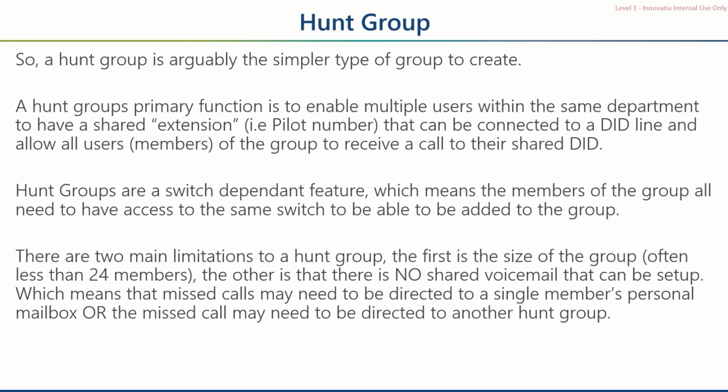The other major limitation when you're using a hunt group is that there is no shared voicemail available to the group. So what that means is that if you do want voicemail services for a hunt group, you are likely going to have to direct the voicemail to a specific user's personal voicemail or simply create call forwarding and other destinations in the call forwarding plan to direct calls away from the hunt group if a call is missed. There is no included voicemail with a hunt group in particular.